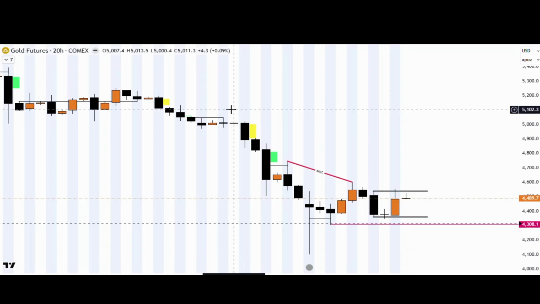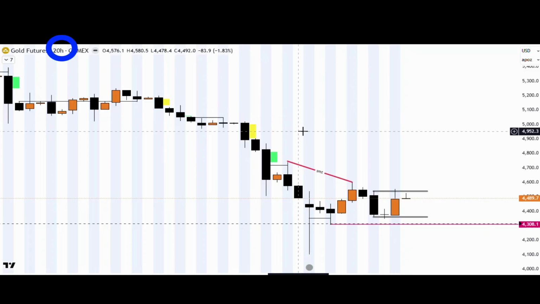So in this example, I'm using gold, and this is the most recent data we have. So I'm on gold futures. Now the time frame is not important at this time. Okay, so I'm using it at 20 hours, but this can be used for pretty much any time frame.